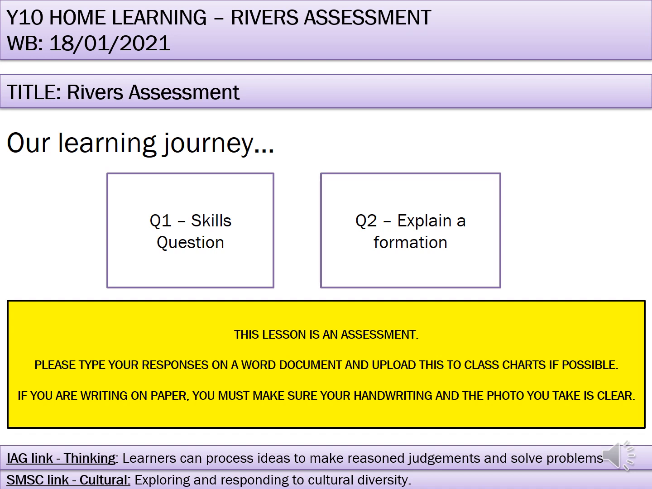Hi Year 10 and welcome to your home learning for this week, lesson 2, which is your assessment about rivers. As you know, we stagger your assessments so you are assessed in the topic afterwards, just to make sure that you can recall and retrieve all of that information needed for when you sit your end of Key Stage 4 exams next year. As you can see from the slides, you've got two questions this assessment.